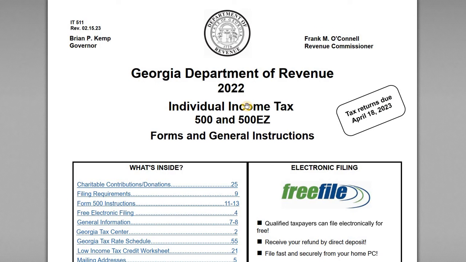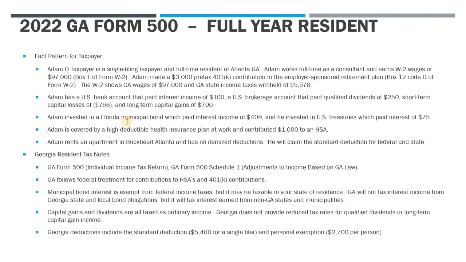We also have the Georgia form instructions here, and we'll need these to reference the tax tables to figure out how much tax we're going to owe on our Georgia income. And then lastly, I've got one slide here just covering some background on the fact pattern example that we're going to be working with, and then also just some basic Georgia full-time resident tax notes that we'll need to be mindful of as we're going through the return. So we'll start with the fact pattern here, and then we'll get into the filings.